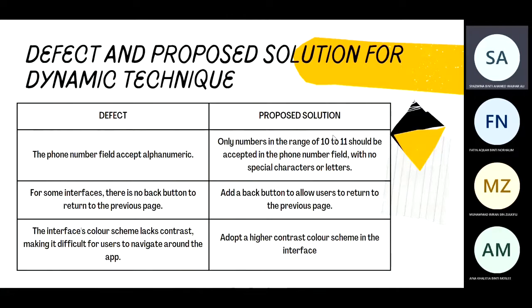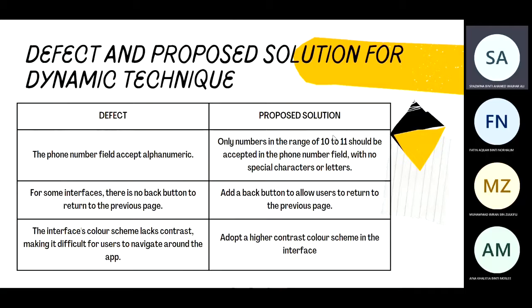Defects and proposed solutions for the dynamic technique. There are 4 defects found for the dynamic technique. The first defect is that the phone number field accepts alphanumeric characters. As we know, a phone number should only contain numbers, so this is unacceptable. The proposed solution is that only numbers in the range of 10 to 11 digits should be accepted in the phone number field, with no special characters or letters.